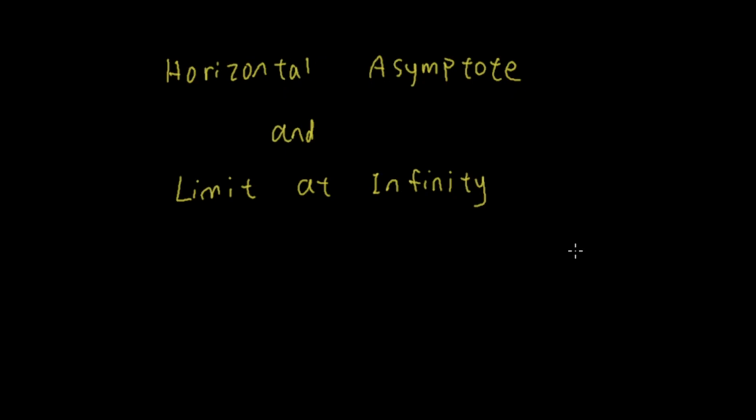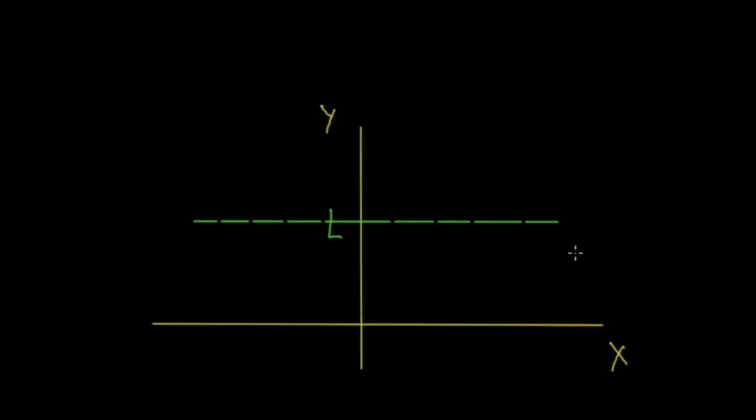In this video, I will talk about horizontal asymptote and limit at infinity. Now, let's talk about what horizontal asymptote means in general. On a Cartesian plane, with the y-axis and the x-axis, say there is a horizontal asymptote at y equals L.